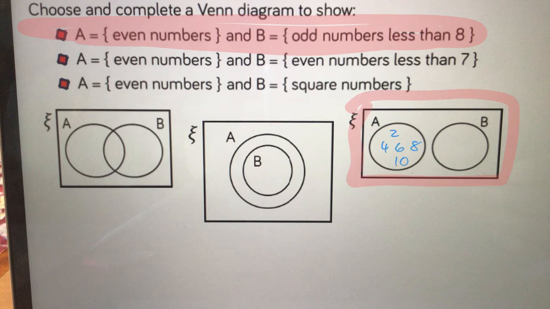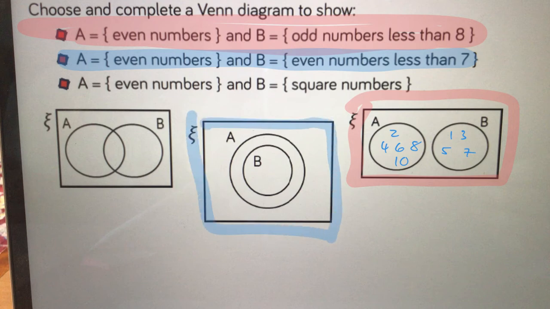There's set A: 2, 4, 6, 8, 10. And here's set B: 1, 3, 5, 7. Remember, 9 doesn't count because it's odd numbers less than 8. So now we need A to be even numbers and B to be even numbers less than 7. So there is a group within a group. Given that the only option where that happens is this one here, this is my universe. Perfect.